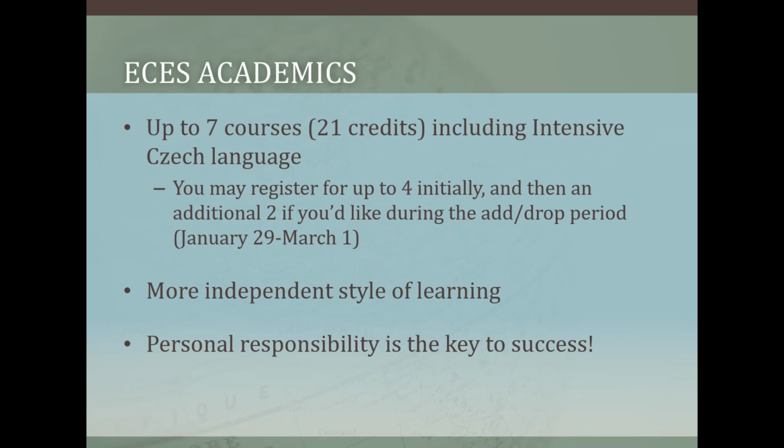Okay, so in terms of academics, you can take with the ECES program up to 7 courses, which includes the mandatory intensive Czech language course that's before the semester. 7 courses is a lot of courses. Most of our students take between 3 and 4 courses in addition to the Czech language course. During the initial registration period, beginning December 3rd, you can register for up to 4 courses, and then after you arrive, if you want to take more than 4 courses, you can do so from January 29th.